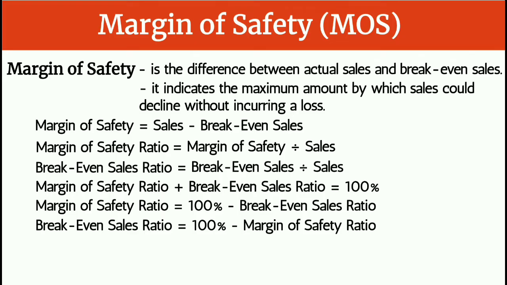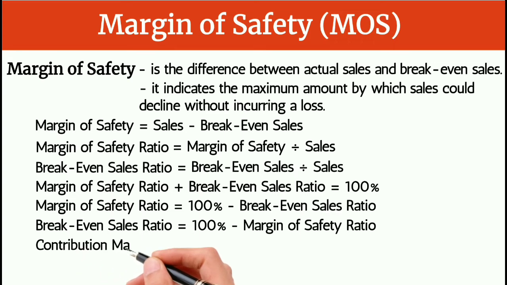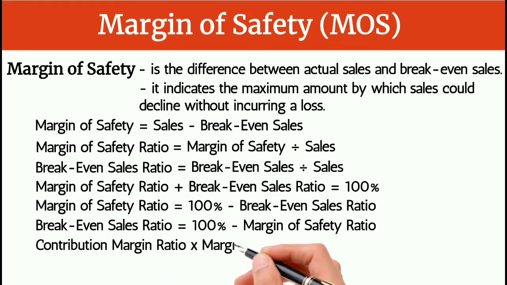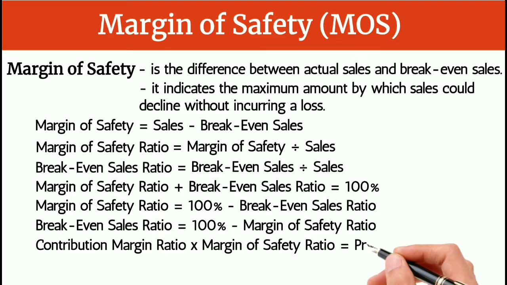We can also get the profit ratio by using the margin of safety ratio. Just simply multiply the contribution margin ratio by the margin of safety ratio in order to compute for the profit ratio. Let's try to apply those formulas by answering a problem.